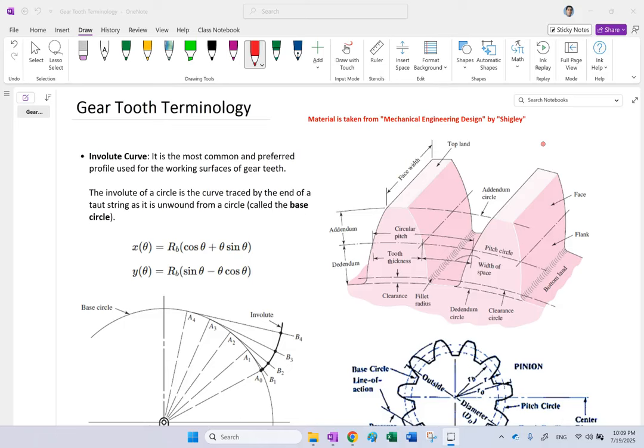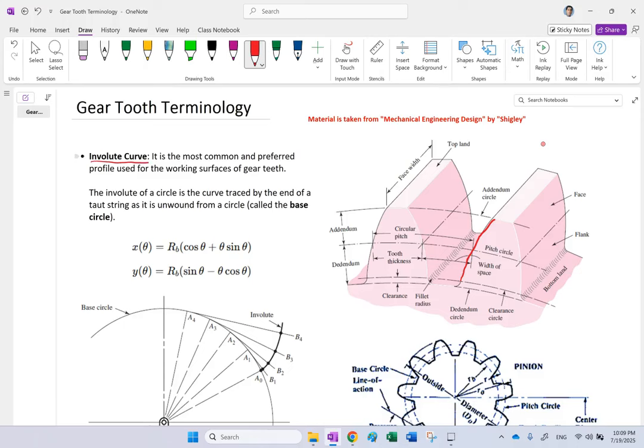So, first things first: if you look at the tooth of a gear, what kind of curve are you looking at? When you look at this curve here, this profile of the tooth, what kind of curve is that? Is that like a circular arc? Is that like an elliptic arc? What kind of curve is that? And the answer is, the name of this curve, this profile, is called the involute curve.